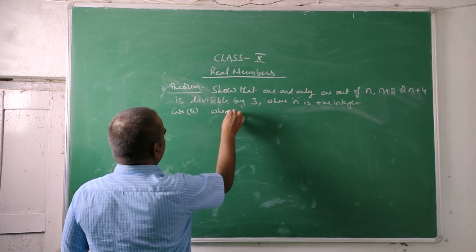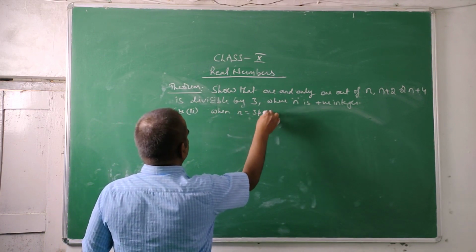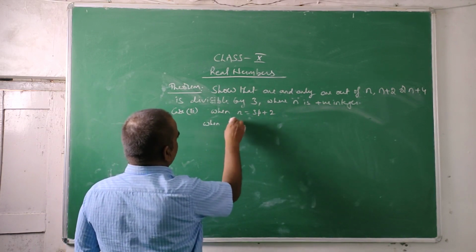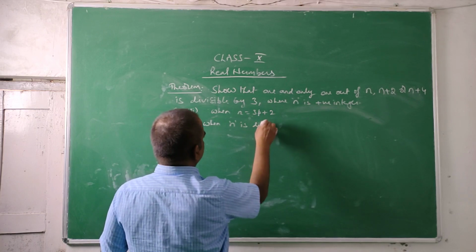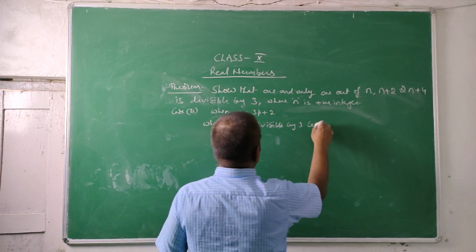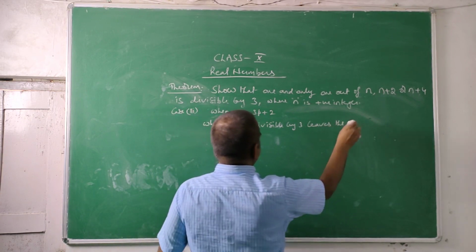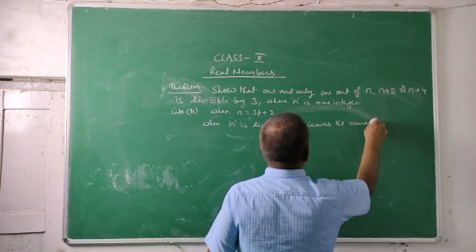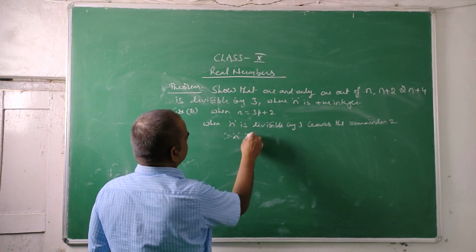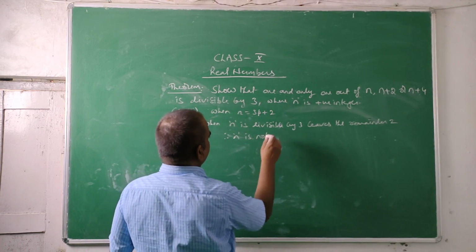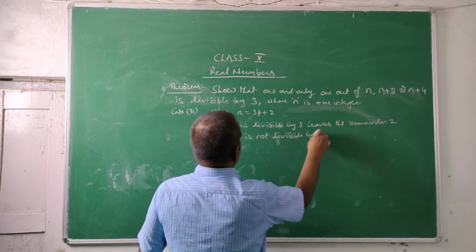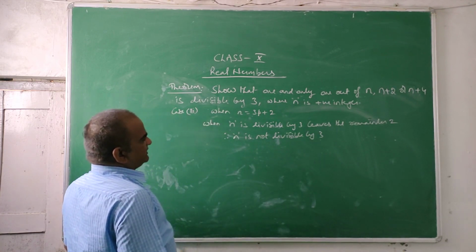So, when n is equal to 3p plus 2, that means when n is divided by 3, it leaves the remainder 2. That means n is not divisible by 3. So, the first quantity, n, is not divisible by 3.